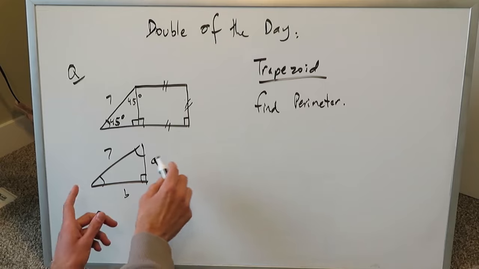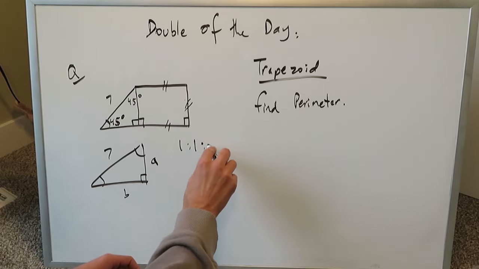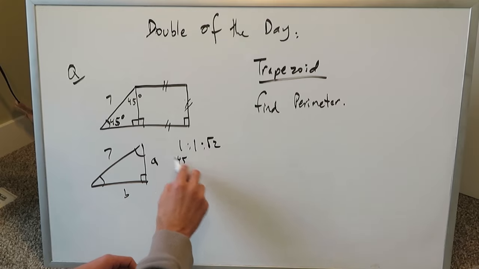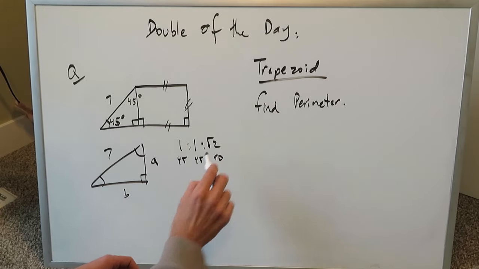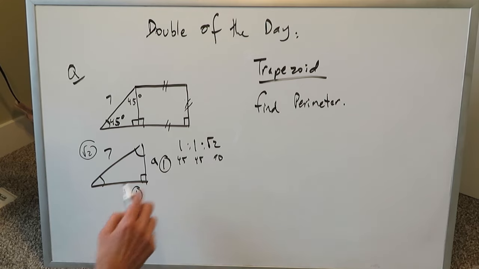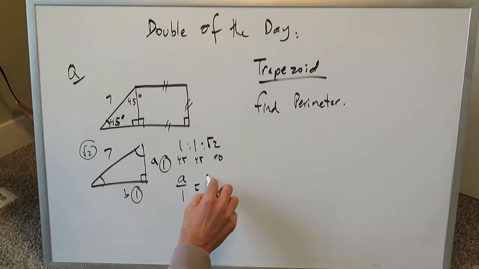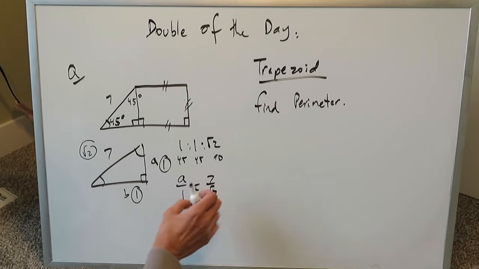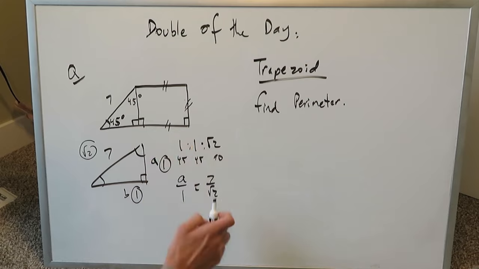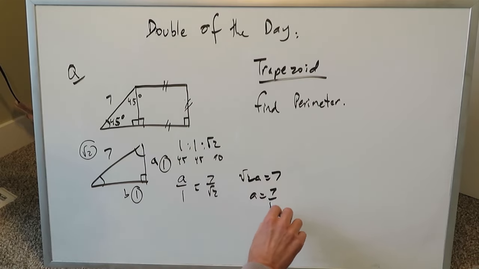You would think back to your 45, 45, 90 triangle, you have a ratio of 1 to 1 to root 2. This corresponds to my 45 degree side, 45 degree side, and 90 degree side, because root 2 is larger than 1. So if 7 corresponds to a root 2 side, A and B each correspond to a 1 side, so you can easily do a ratio, A over 1 should equal 7 over root 2. Each actual side divided by its ratio value, and you have root 2 A is equal to 7, A is equal to 7 over root 2.